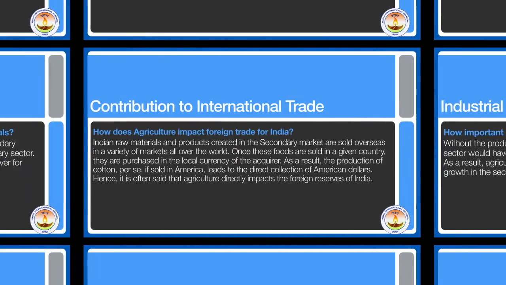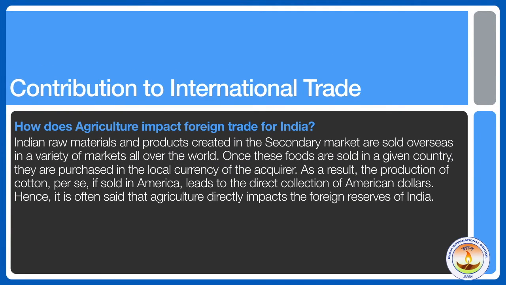Next, let's move on to the contribution to international trade. India's raw materials and products created a secondary market for goods which are sold overseas. These goods are very, very popular, depending on where you are. Once these food goods are sold to a given country, they are purchased in the local currency. For instance, if we're selling our goods in the UK, they are purchased in British pounds. If we're selling our goods in America, they are purchased in American dollars. In Japan, the Japanese yen.